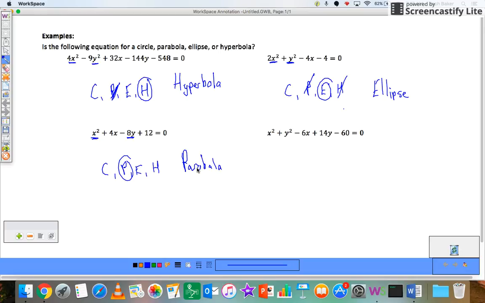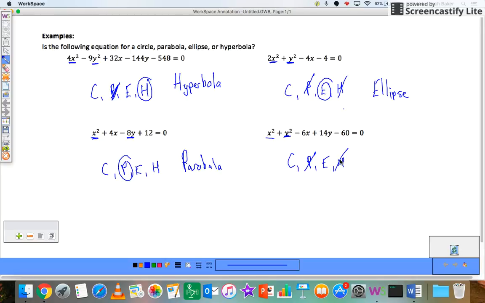Now you can probably guess what this one's going to be, but let's work through it just the same as we have been. Question number one: do we have x squared and y squared? Yeah, we sure do, so it's definitely not a parabola. Question number two: are they both positive, or is one positive and one negative? Well, they're both positive. I've got 1 and 1 right there, which means that a hyperbola is not my answer.